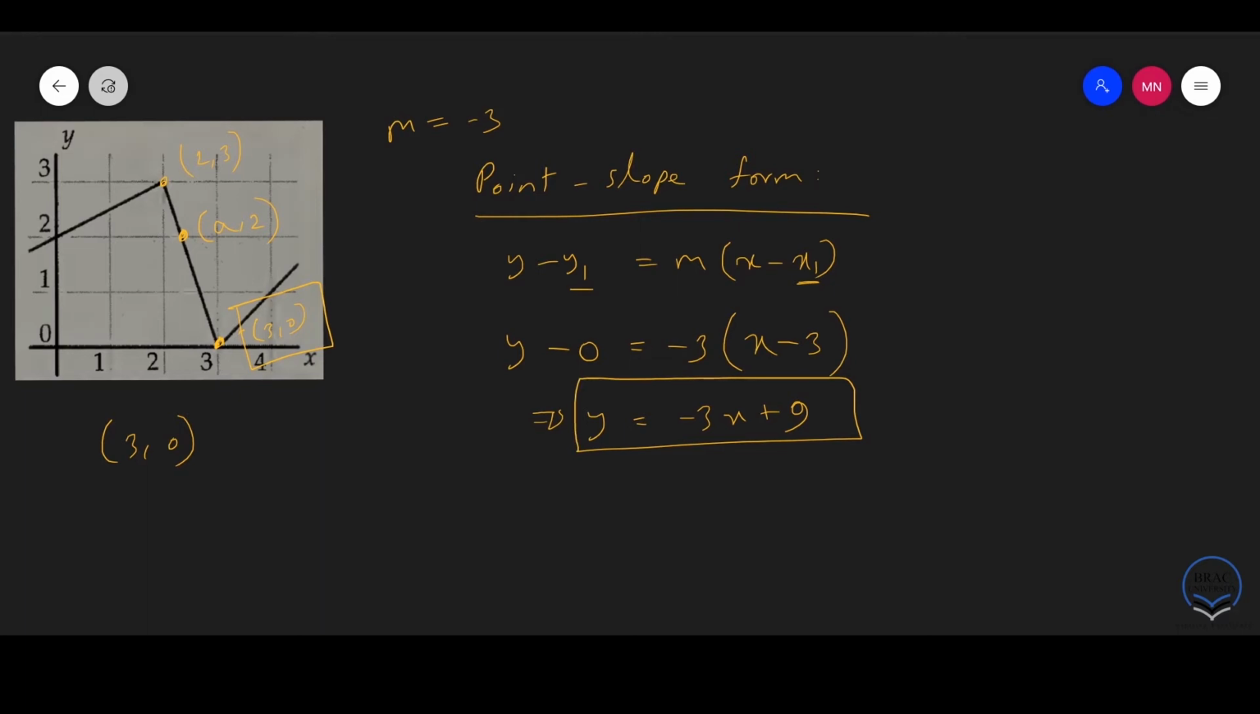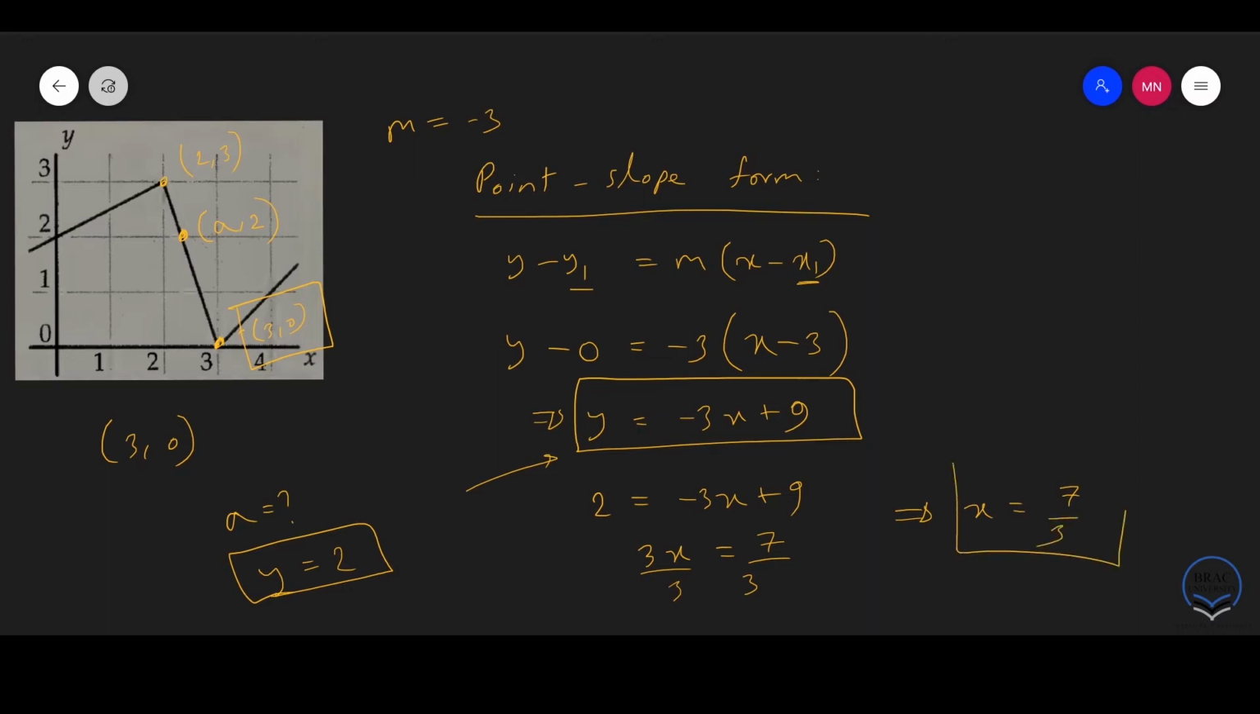Now we want to find the value of a at which y is equal to 2. So we just have to substitute this value of y into this equation. We have 2 is equal to minus 3x plus 9. So we have 3x is equal to 9 minus 2, which is 7. Dividing both sides by 3, we get our value of x to be equal to 7 by 3. So when x is equal to 7 by 3, f of 7 by 3 gives us 2.